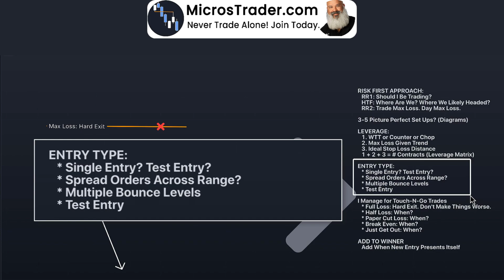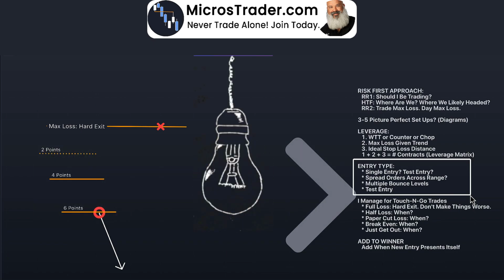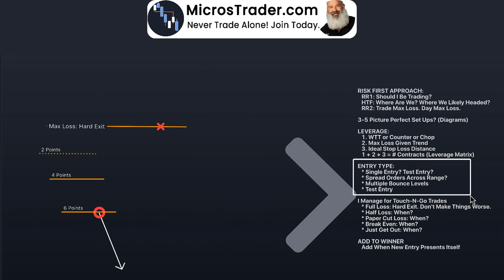This is important. Do we do it as a single entry? Do we do a test entry? Do we spread out our orders across the range? Is there multiple bounce levels? I demand for our core strategy there to be at least one bounce level between my entry and my exit. I want to give the trade an opportunity.